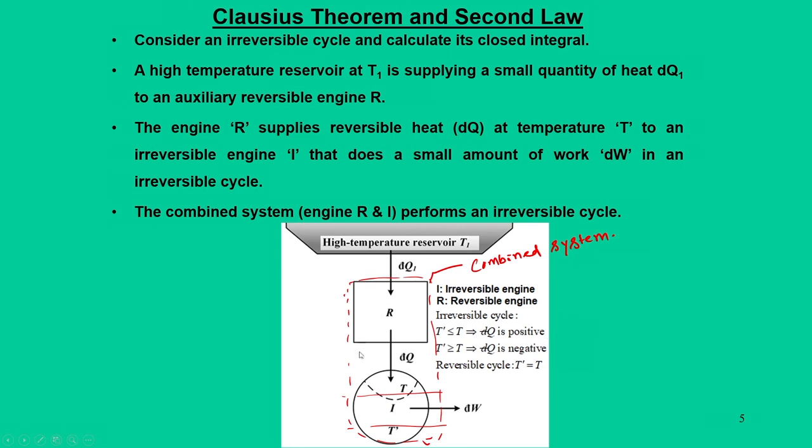And another important point that I need to emphasize is that for this irreversible cycle, dQ is positive when T dash is less than or equal to T. When T dash is greater than or equal to T, dQ is negative. In fact, this is nothing but the summary from the second law. So, this is the conclusion we are going to make.